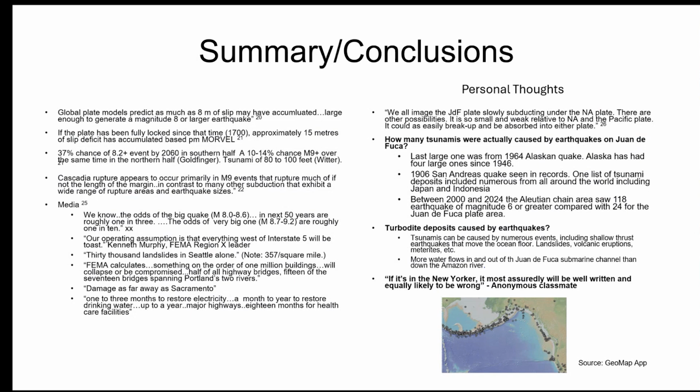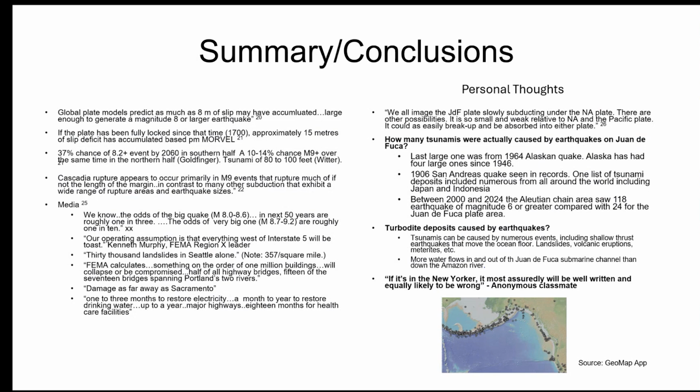I'm not sure it's going to be as bad as the New Yorker magazine said: everything west of Interstate 5 will be toast, 30,000 landslides in Seattle alone. You'll have damage as far south as Sacramento, and it'll be months to years before things are restored. But certainly this is something that needs to be watched. It could be a significant disaster out there. I tend to think the big cities are protected. Vancouver has Vancouver Island between it and the coast, Seattle has a lot of land between itself and the coast, and Portland's inland by quite a ways.